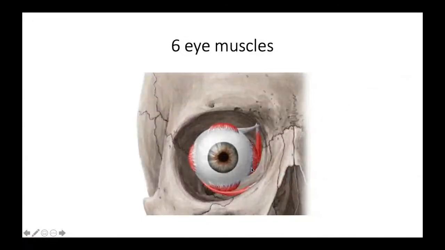Okay, we're now going to take a look at the muscles of the eye, and there are 6 muscles of the eye. When we look at the eye, this is the person's right eye, right? Here's the nasal bone, here's the maxilla, here's the lacrimal bone. We see 1, 2, 3, 4, 5, 6. We have 6 muscles of the eye.